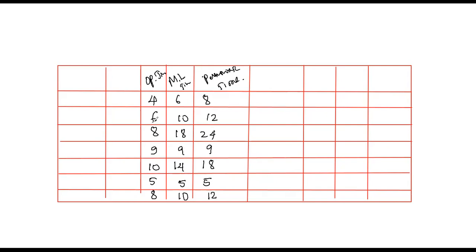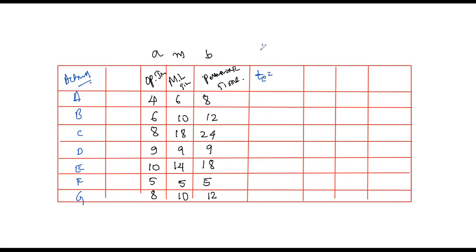So these are the values. Optimistic time is represented by small a, most likely time is m, and pessimistic time is b. Now we need to calculate the expected time of each activity: activities A, B, C, D, E, F, G. So we are having a formula.